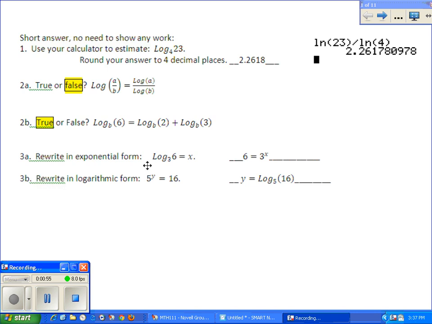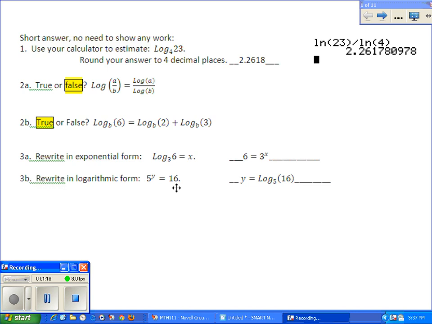The next one was to rewrite log that into exponential form. To do this, we take the base of the log, swing it over to the other side of the equation. It becomes the base of our exponent. So the log base 3 of 6 equals x can be written as 6 equals 3 to the power of x.